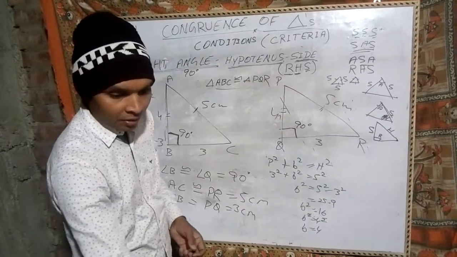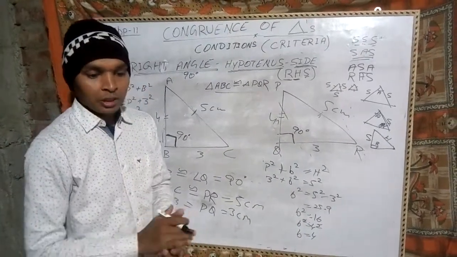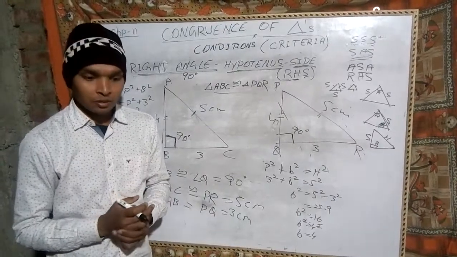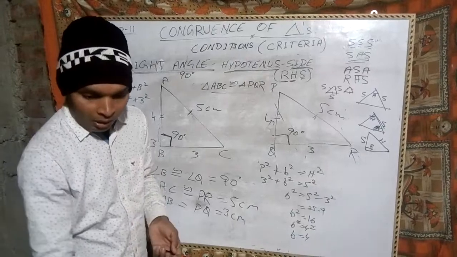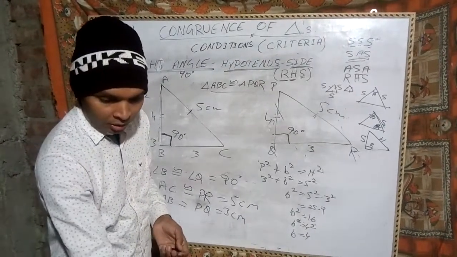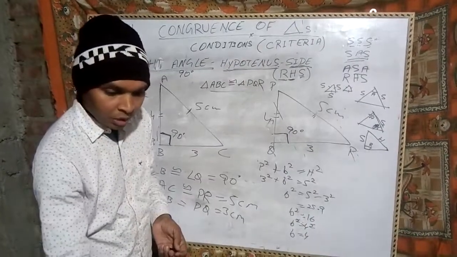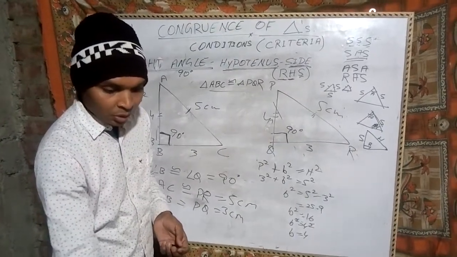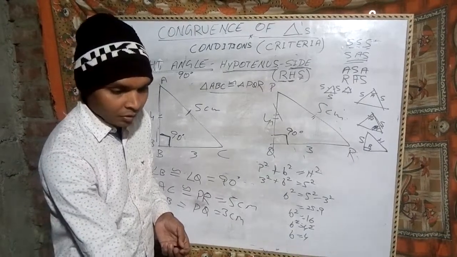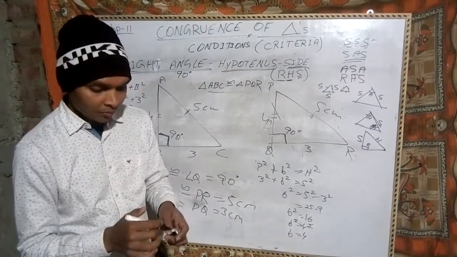In this chapter we have covered the conditions or criteria for congruency of triangles. All the types of congruency of triangles we have covered now, and in the next session we will proceed with the examples of this chapter. Example 1, 2, 3, 4, 5, and after that we have to solve exercise 11.2.